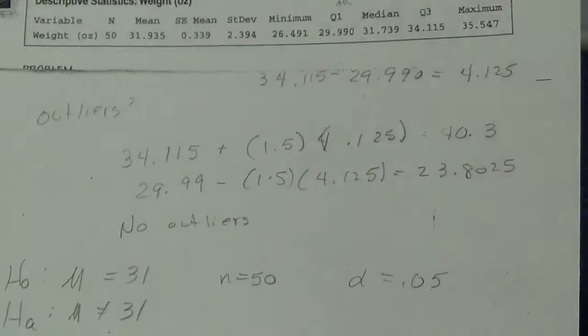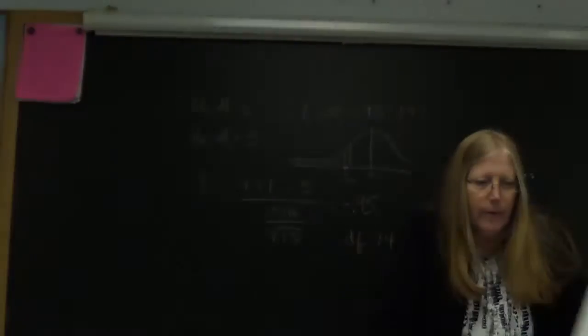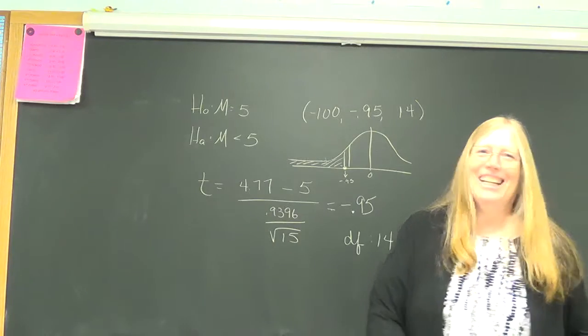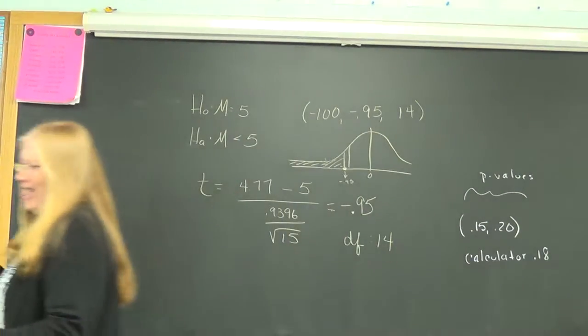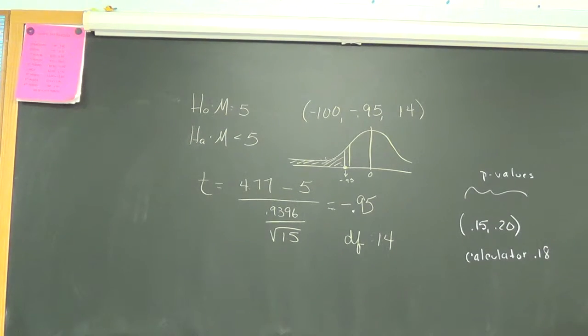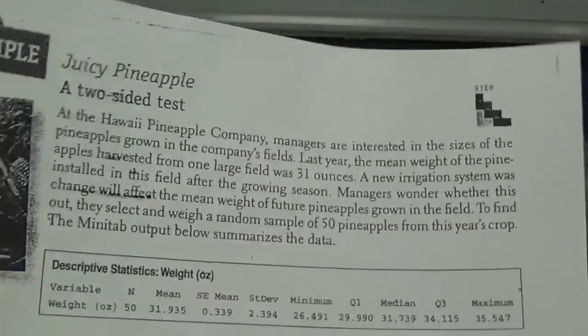So do we reject the claim? We failed to reject, because the p-value was much higher than 0.05. Wouldn't that mean we rejected it? No, 0.05 is our cutoff point.